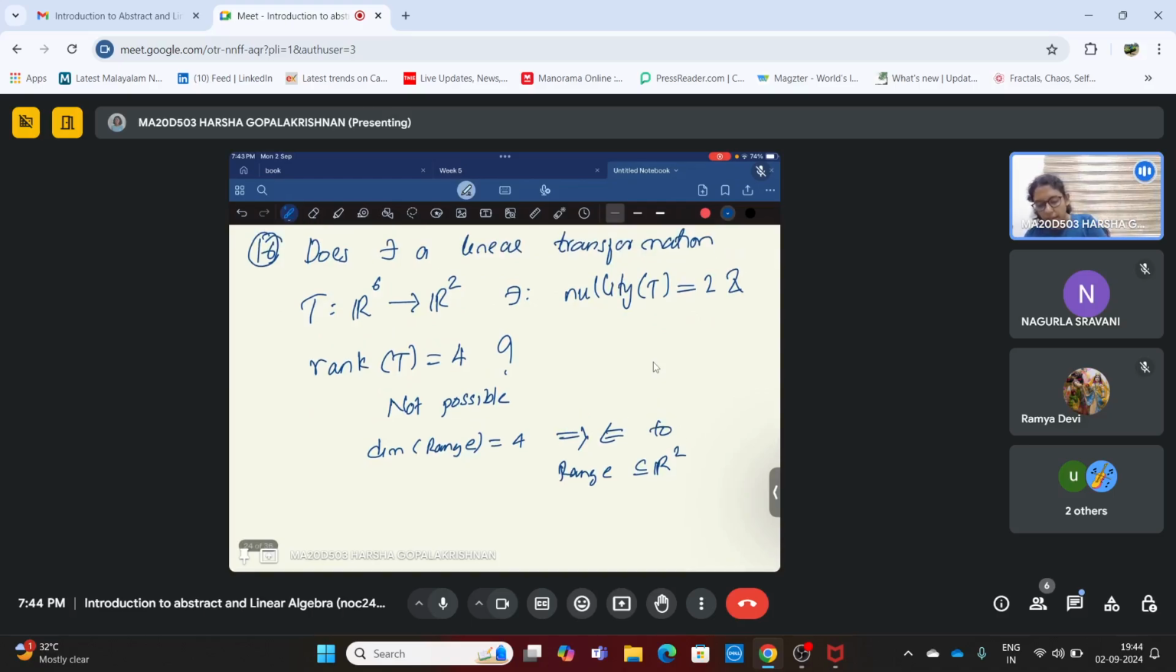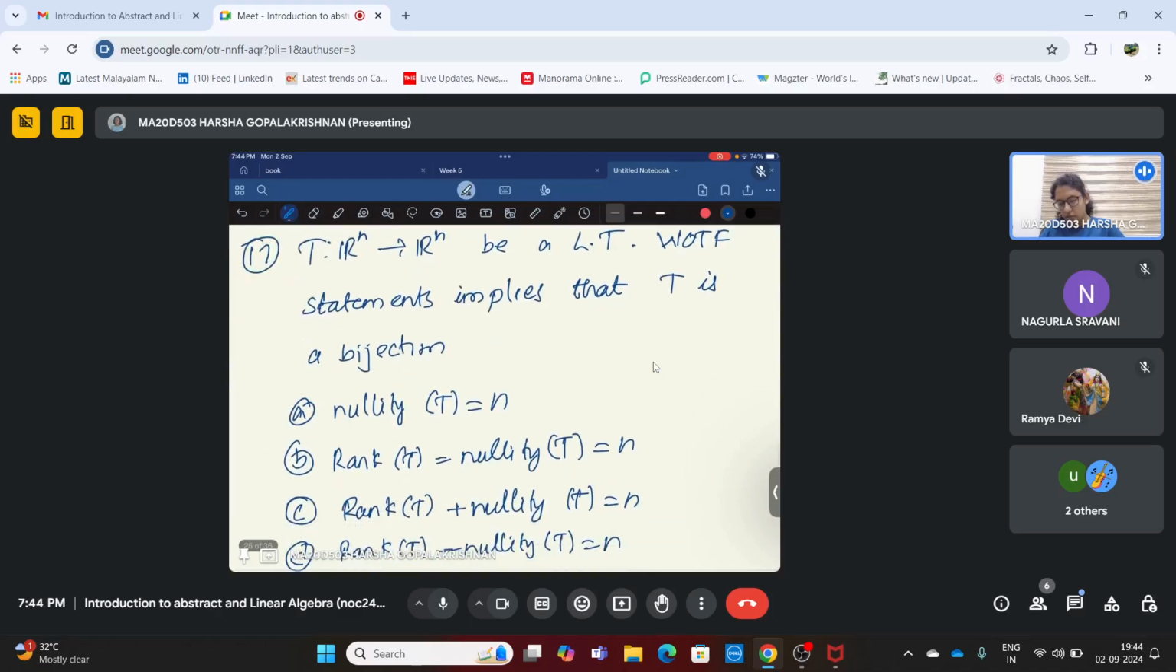In the same way, nullity equal to 3, rank equal to 3, this is also not possible. Now the only thing is rank should be at most 2. If rank is 3 it is not possible. When rank is 2 or rank is 1, in that case there may exist such a transformation. Okay.